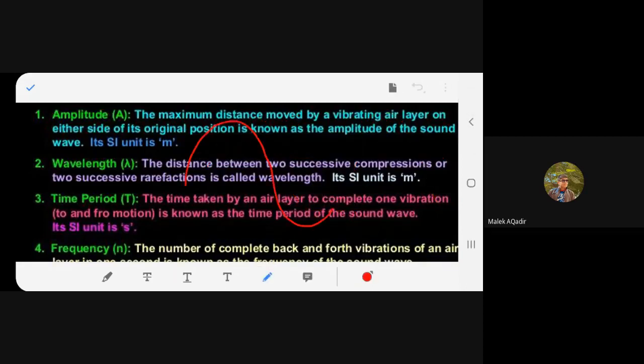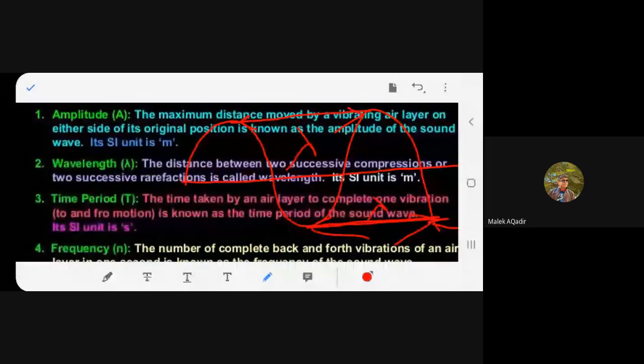Now, we just saw the distance between two consecutive crests and the distance between two consecutive troughs is lambda. Any problem? This is the distance. Any problem, beta? No. Just now we read. Okay.